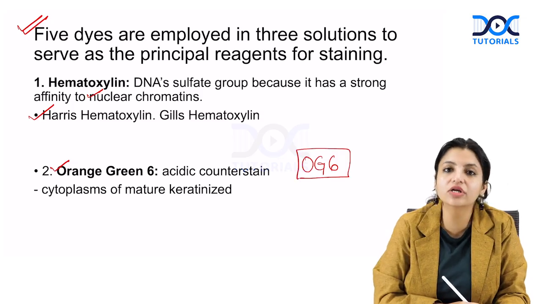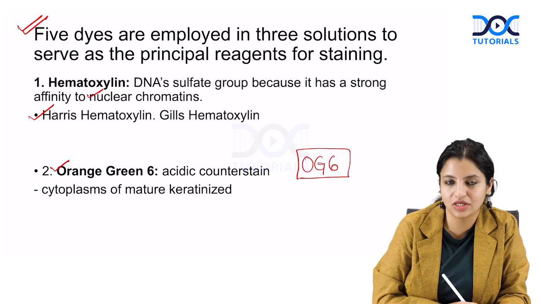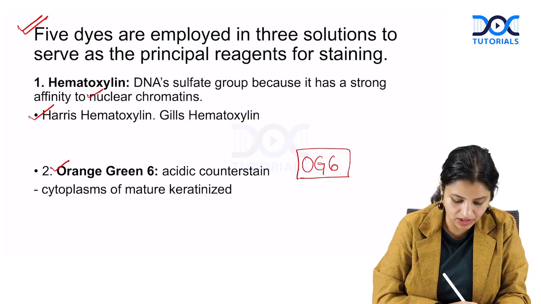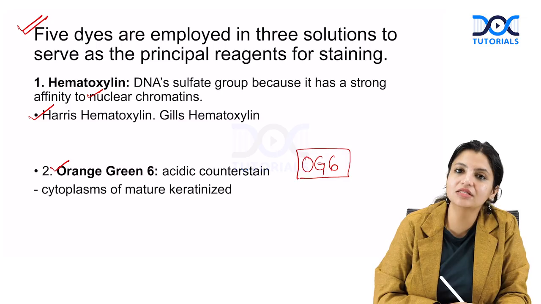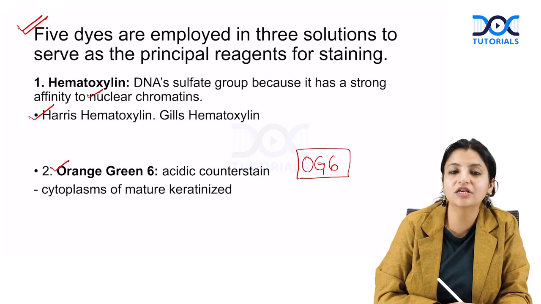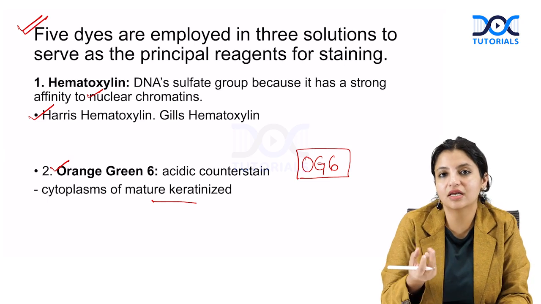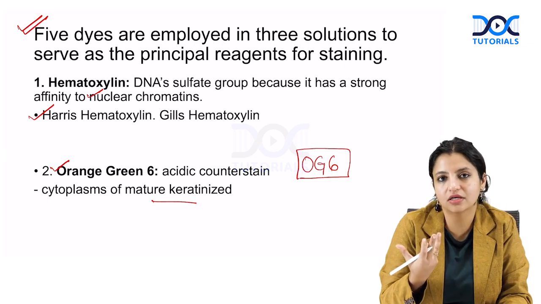Okay, so this is orange green 6, OG6. If you look at this, this is an acidic counter stain, and basically it stains the cytoplasm of mature keratinized cells. So that is why the mature keratinized cells can have an orangish color in the Pap stain.